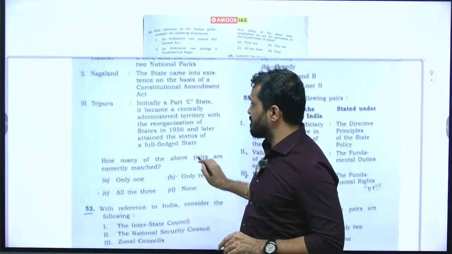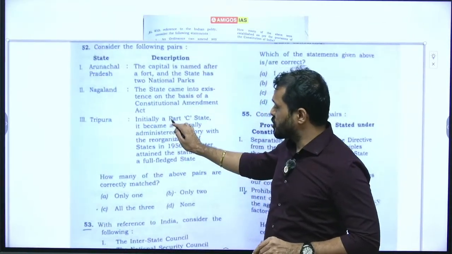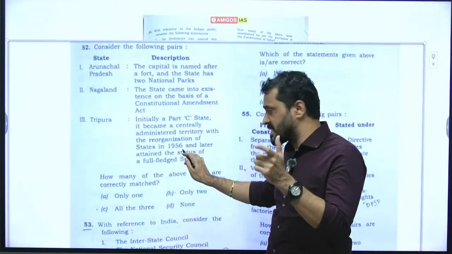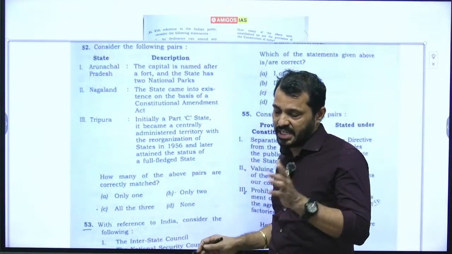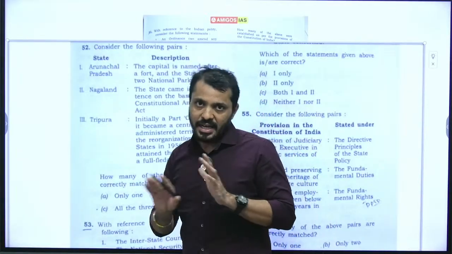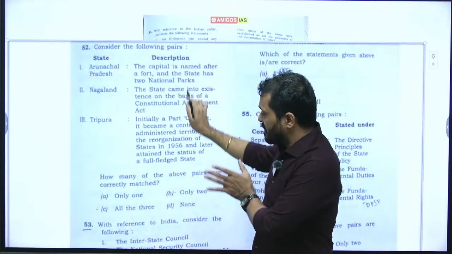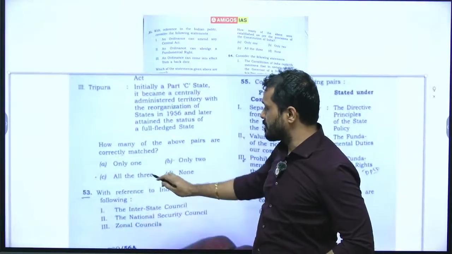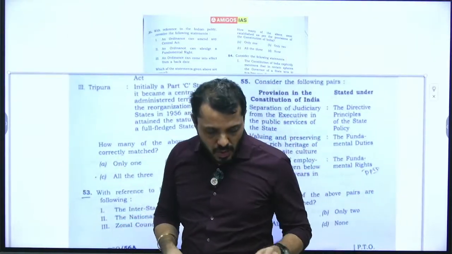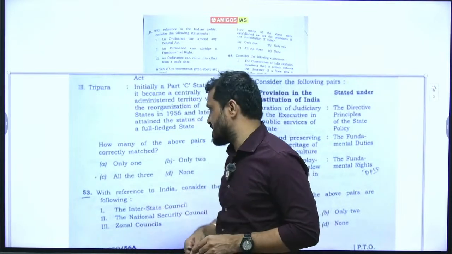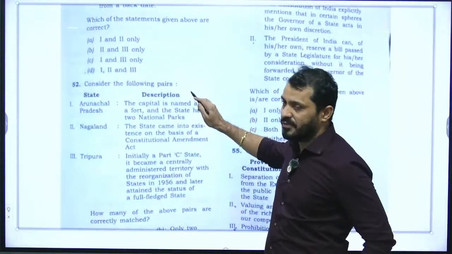Next, statement number 3, Tripura. Initially, it was a Part C state. Yes. Later, it became a UT. Yes. Then it became a full-fledged state. Yes. This statement is absolutely right. So when you match these 3 states with their respective descriptions, all three are right. So the answer is C, all the 3 statements are right. Okay, that is about question number 52.